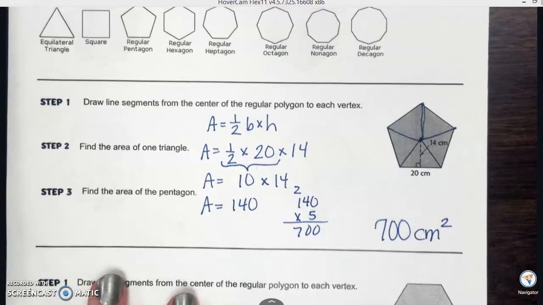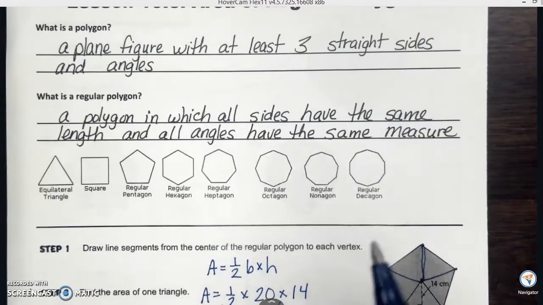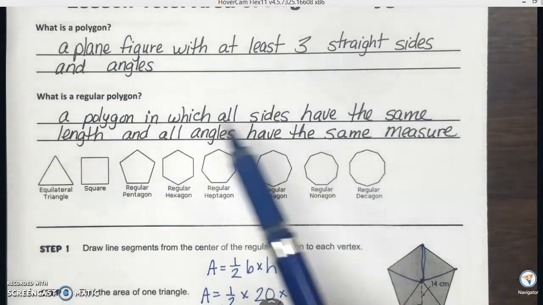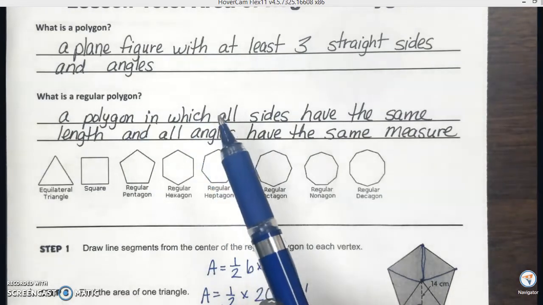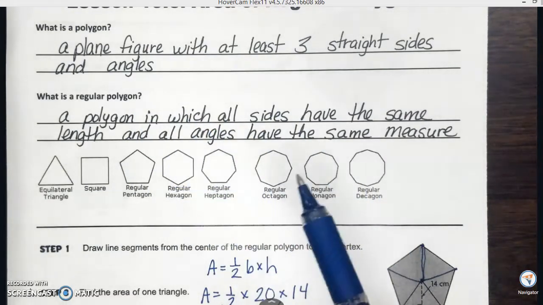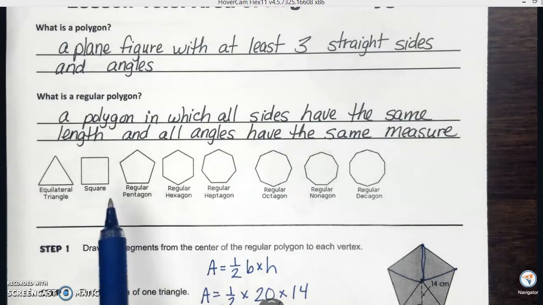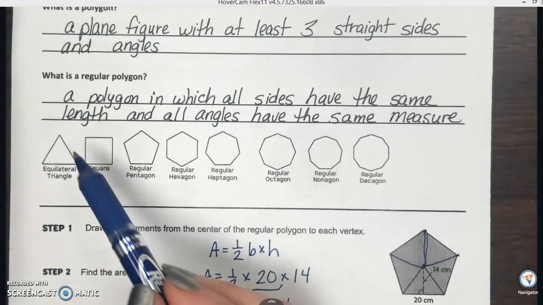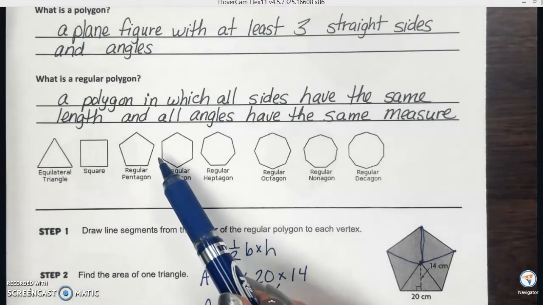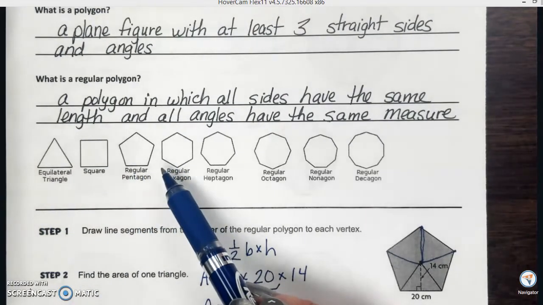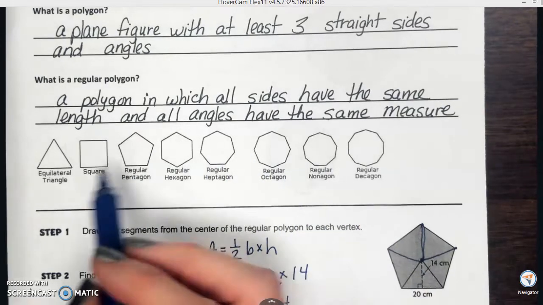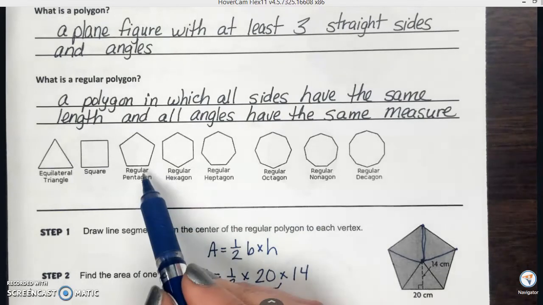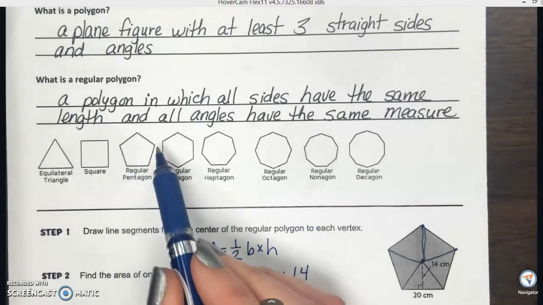Now, going back up here, a polygon is a plane figure with at least three straight sides. A regular polygon is when all the sides have the same length. It's possible to have a triangle that's not equilateral, that doesn't have the same length on all sides, or a pentagon that doesn't have the same. So the key word you're looking for here is, for triangles, the word equilateral, but for these other shapes, if it says a regular pentagon, that's your clue that all these sides are the same.